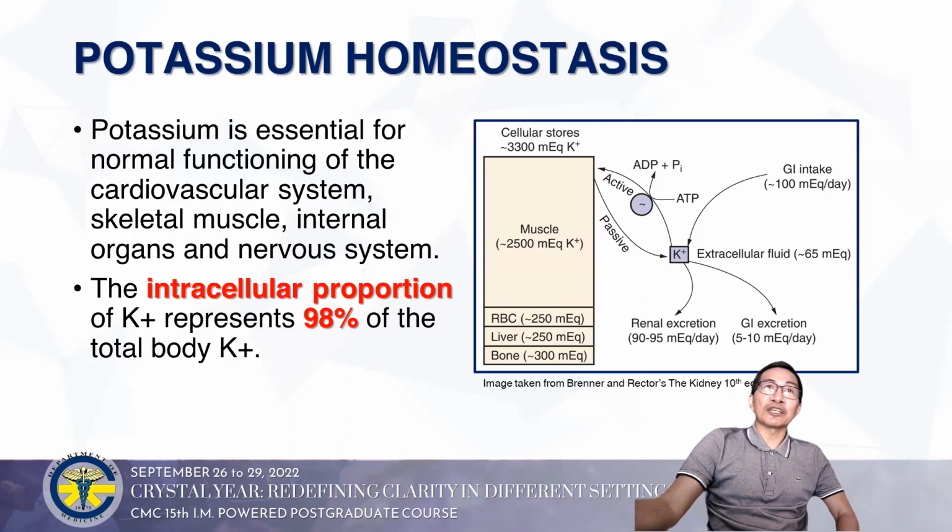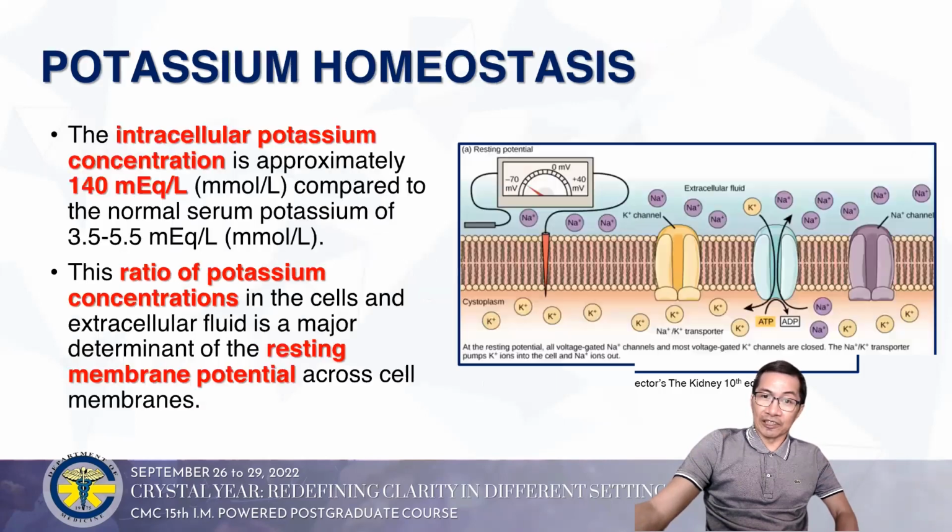Now, potassium, as we know, is essential for normal functioning of our cardiovascular system, our muscular system, our internal organs, and the nervous system as well. Potassium, as we also know, is basically intracellular in nature. The intracellular proportion of potassium represents 98% of the total body potassium. So most of it is intracellular and very little is extracellular actually.